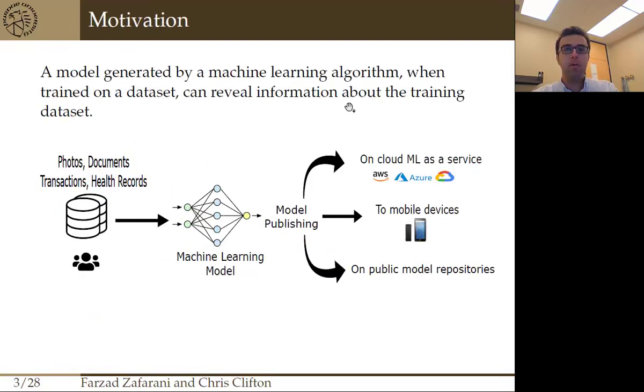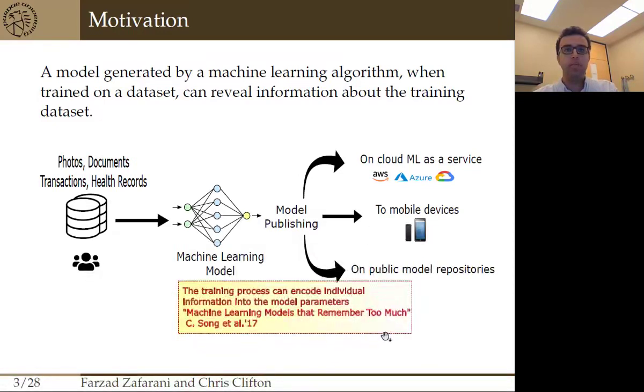So a model generated by a machine learning algorithm when trained on a dataset can reveal sensitive information. Consider the scenario that we have a training dataset. Of course, we cannot reveal that as a part of the privacy protection. And the hope is to train a machine learning model that we could potentially publish and not reveal the sensitive data, whose privacy must be preserved. So the hope is that the model can be shared and published.